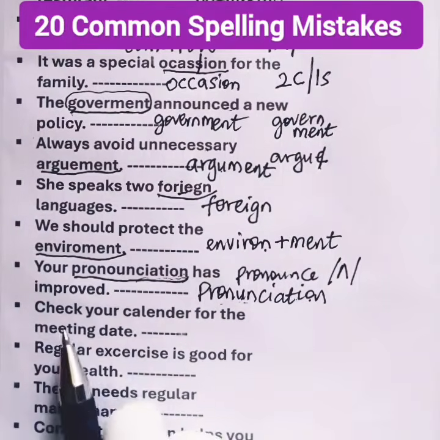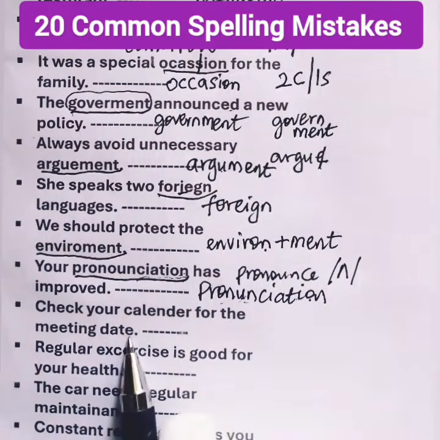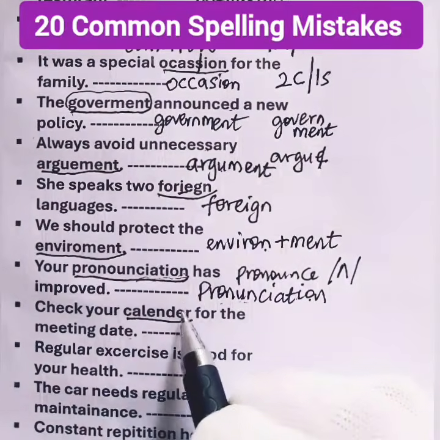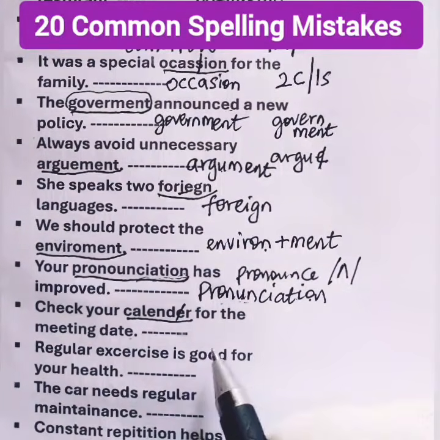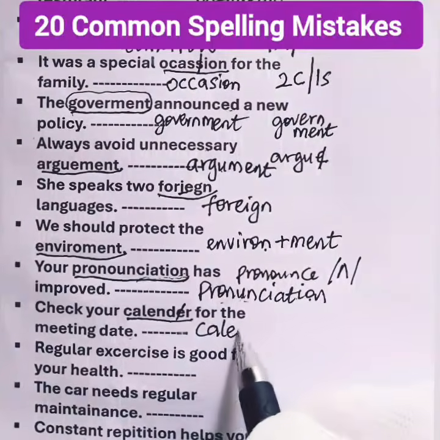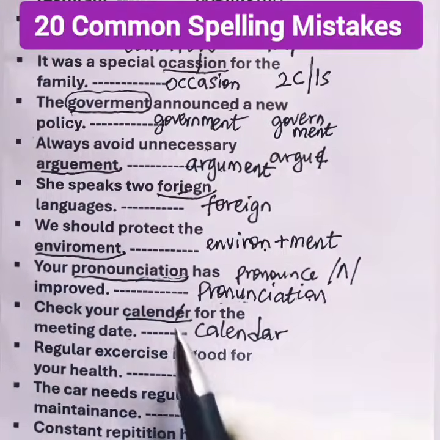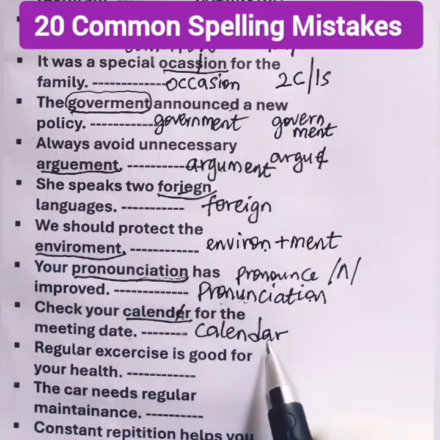Okay? Next, check your calendar for the meeting date. This is not how we spell calendar. It shouldn't be ER. The correct spelling is AR. So always remember to use A instead of E when spelling calendar, okay?